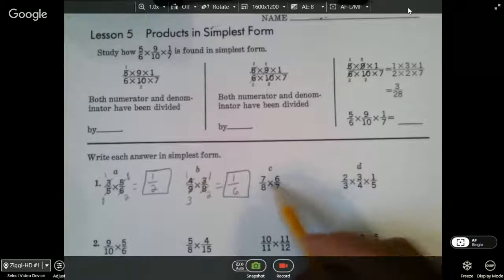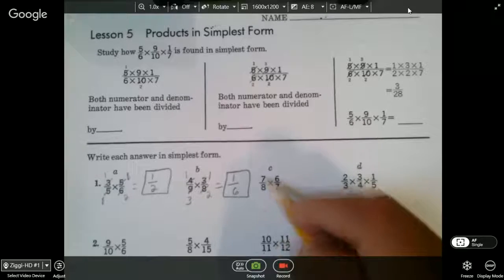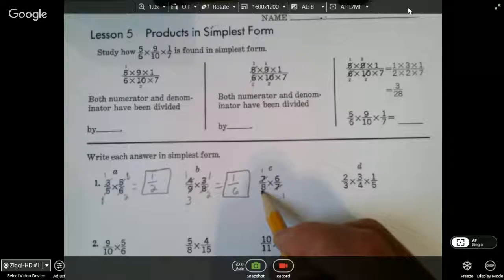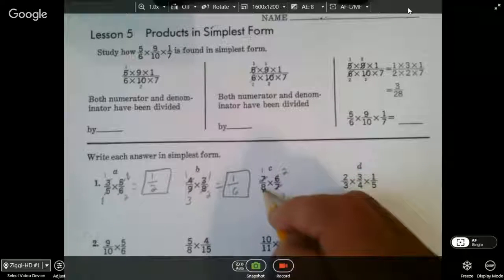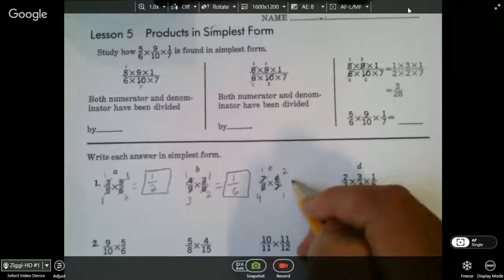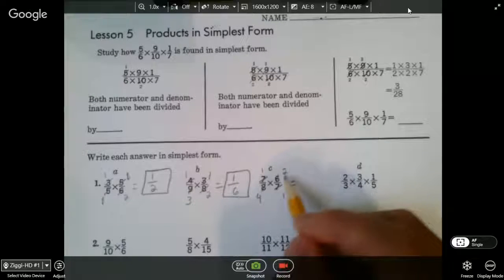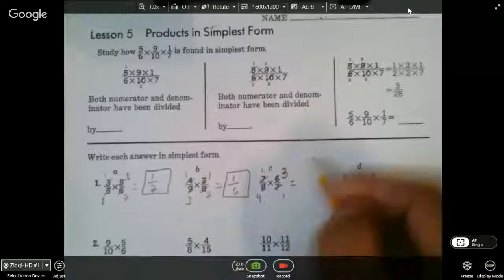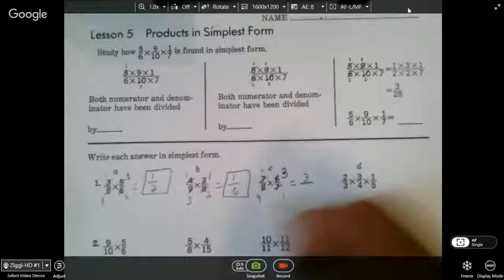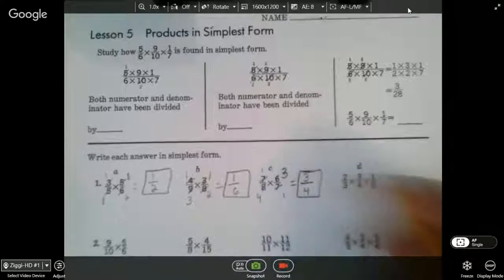Okay, the next one, 7 over 7, top and bottom relationship. Greatest common factor is 7. So 7 divided by 7 is 1. 7 divided by 7 is 1. 6 and 8, top and bottom relationship. Greatest common factor is 2. Let's multiply horizontally. Did I do that right? Sorry. So 6 divided by 2 is 3. 8 divided by 2 is 4. 1 times 3 is 3. 4 times 1 is 4. So 3/4.